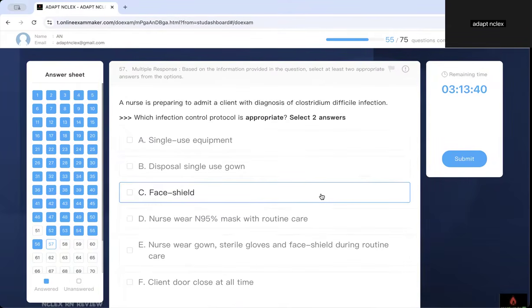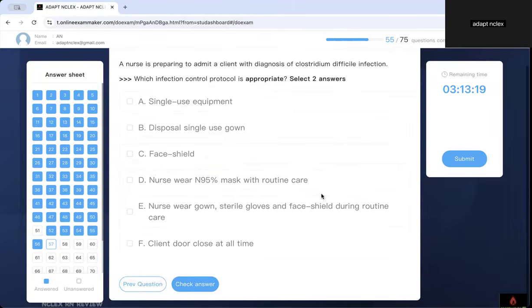A nurse is preparing to admit a client with a diagnosis of Clostridium difficile. Which infection control protocol is appropriate? Select all that apply. And what did I ask you? Two answers, only two. We have C. diff. If you have C. diff, what kind of precaution do you want to institute? Contact.